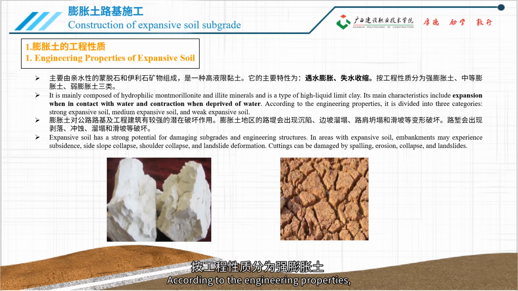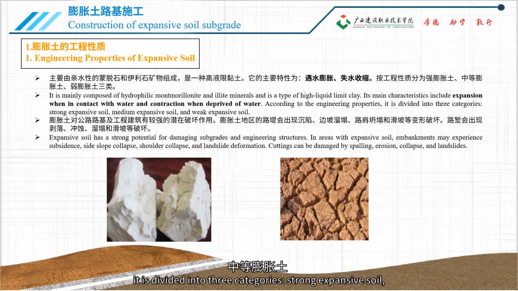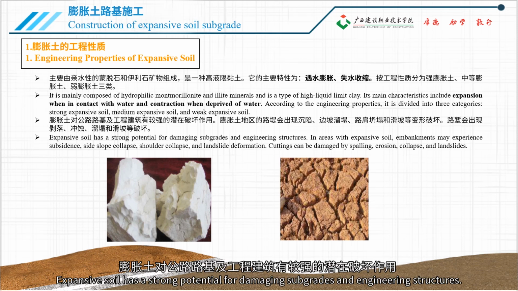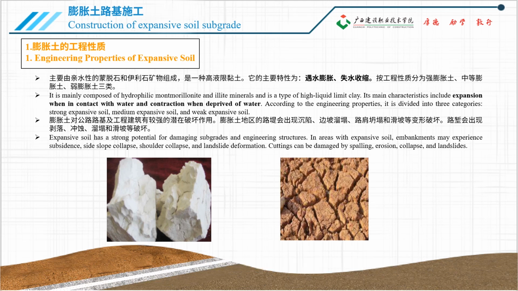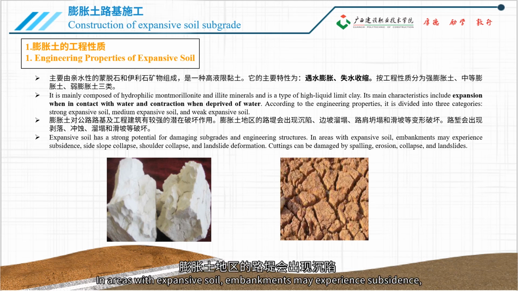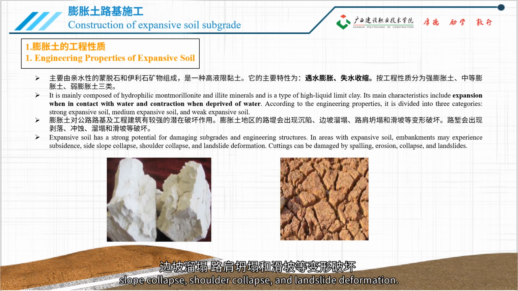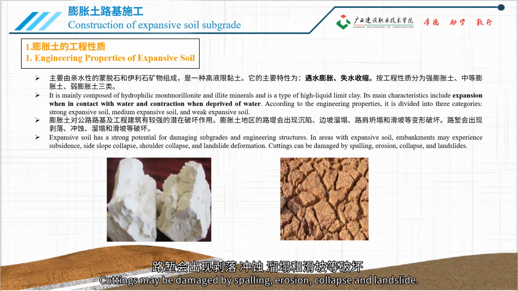According to the engineering properties, it is divided into three categories: strong expansive soil, medium expansive soil, and weak expansive soil. Expansive soil has a strong potential for damaging subgrades and engineering structures. In areas with expansive soil, embankments may experience subsidence, slope collapse, shoulder collapse, and landslide deformation. Cuttings may be damaged by spalling, erosion, collapse, and landslide.